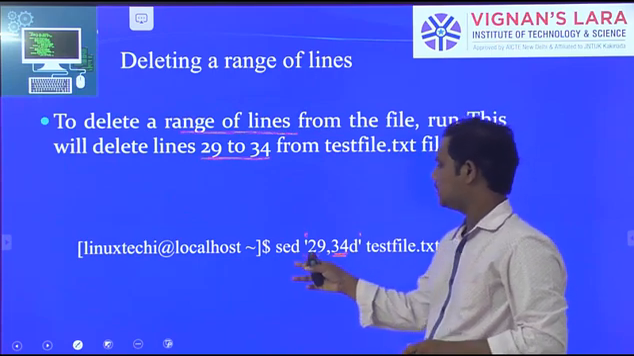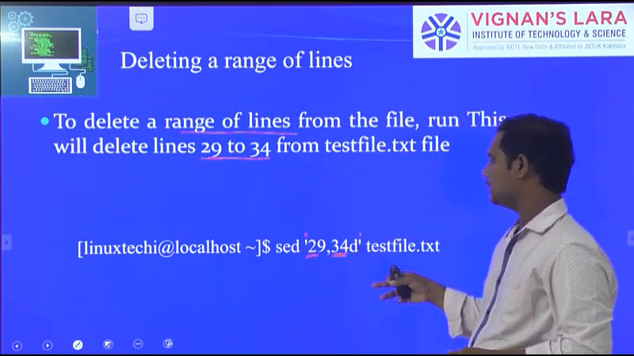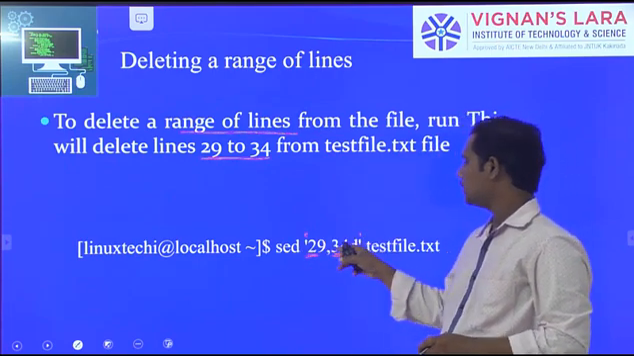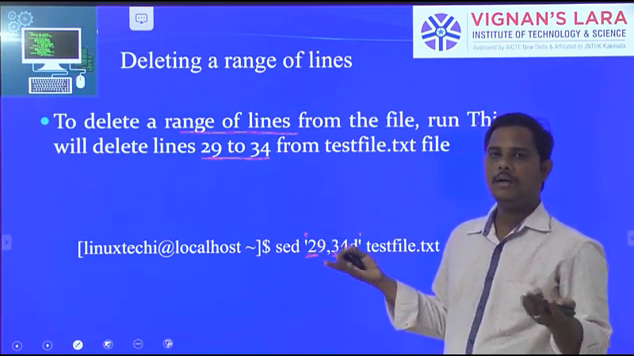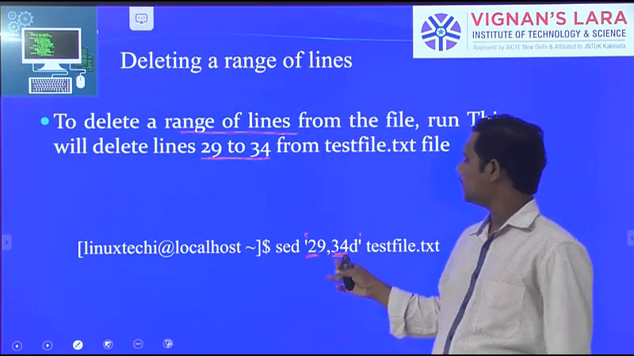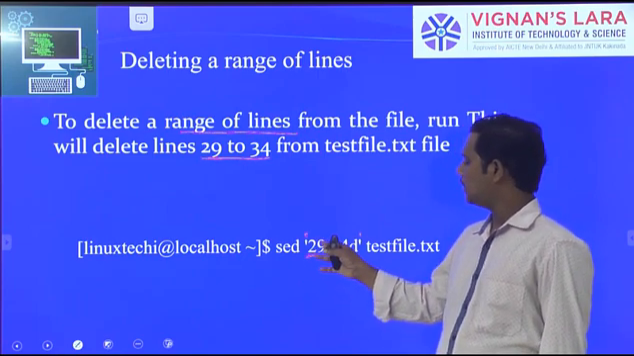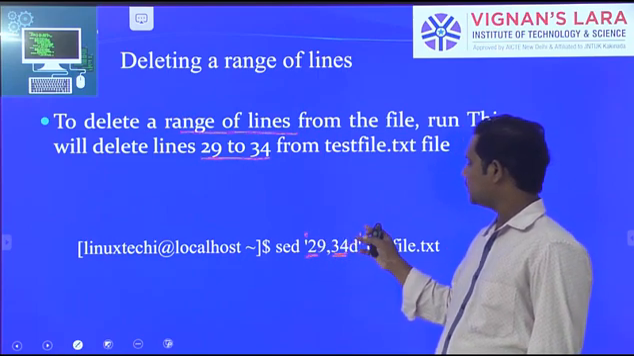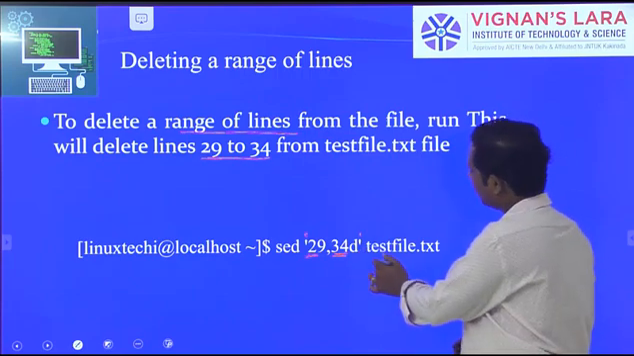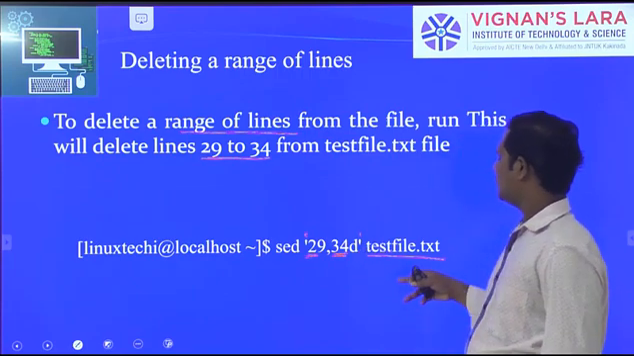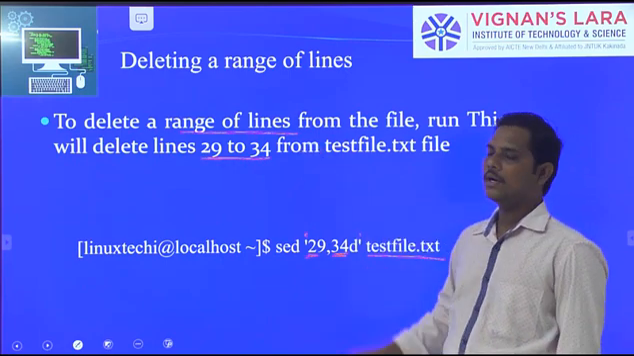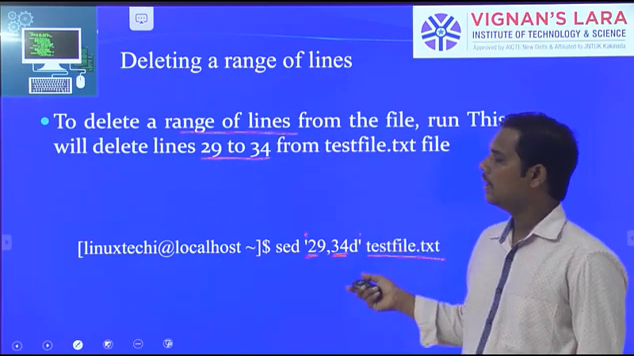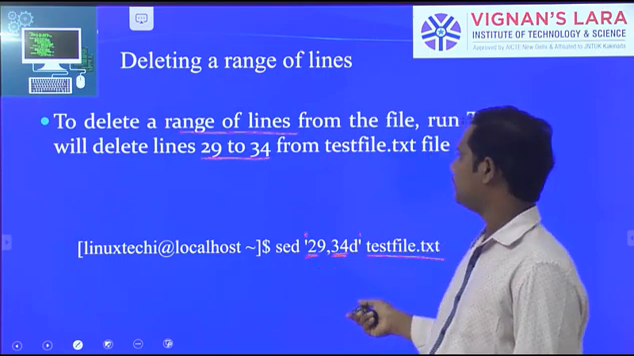Okay, so this command we can follow. sed space single quotes 29 comma. Without the comma, we will not give the range. Compulsory, we must use the comma. Lines 29 to 34 are deleted in which file? The input file, testfiles.txt. In this file, these lines are deleted. This is called a range delete operation.